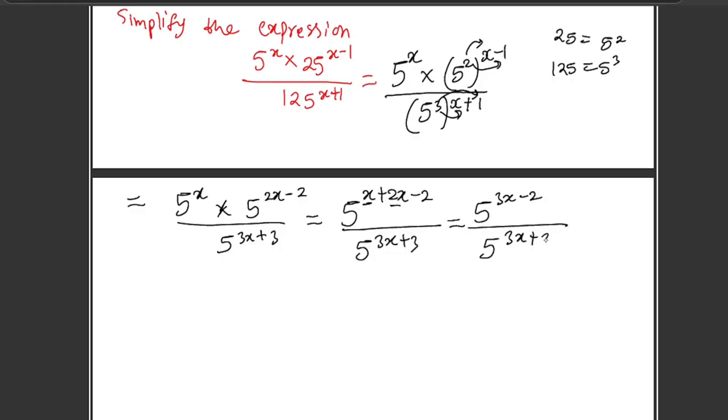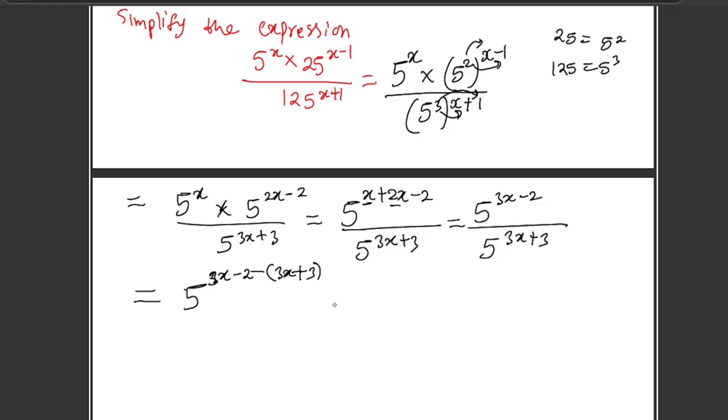3x plus 3. Also, you can see that we are dividing two numbers in the index form, and they have the same base. So you can apply the second law, where if we have two numbers in the index form and they have the same base, what do we do? We simply subtract the indices. 5 raised to power 3x minus 2, then minus the indices of the denominator, 3x plus 3.